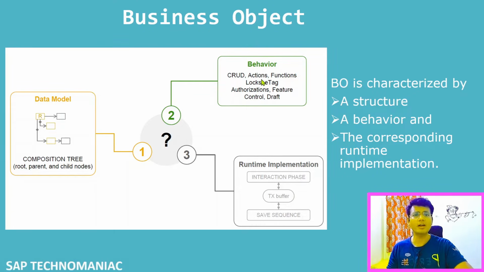In the behavior, we define what kind of things you want to do with this business object. Apart from the CRUD operations, we want to do actions, functions, locks, ETags, authorization, feature controls and draft handling. These are all part of the behavior. And the runtime implementation is how it will behave: when you click on something, what should happen, how it will create the data, how it will update the data in the backend. That is called the interaction phase, transactional buffering and save sequence. That is part of the runtime implementation.